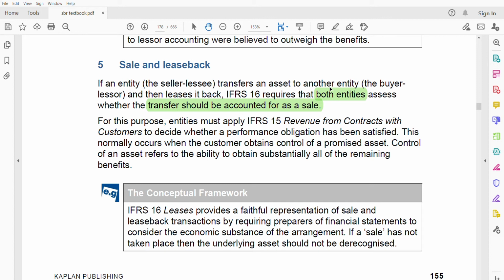So for this purpose, entities must apply IFRS 15 to decide whether a performance obligation has been satisfied. Yesterday we went through IFRS 15 and you know what is a performance obligation, right? I don't think I have to repeat it here. So when you satisfy it, you recognize the revenue. This normally occurs when the customer obtains control of a promised asset. Control of an asset refers to the ability to obtain substantially all of the remaining benefits. What is the meaning of control? Control means you are substantially getting all the benefits of that asset. That means you are controlling the asset. Conceptual framework.